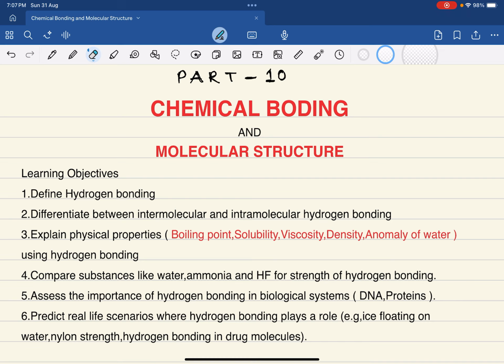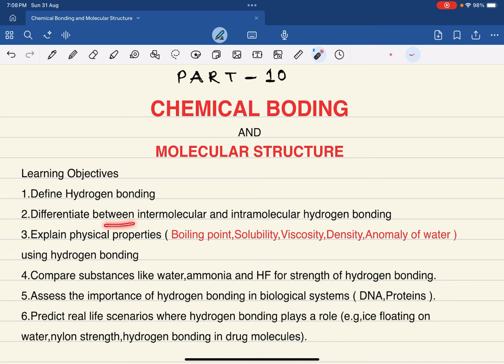With the help of hydrogen bonding, we are able to explain the state of the molecule, melting point, boiling point, solubility, viscosity, surface tension, and different types of reasoning questions like why ice floats on water. So today I am going to explain one by one. First of all, I am going to define chemical bonding in terms of hydrogen bonding.